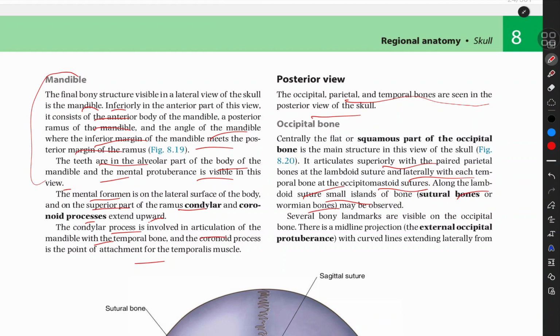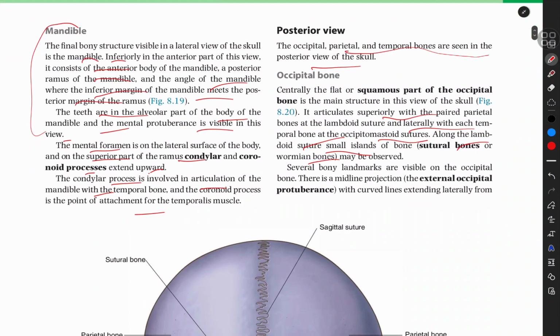Several bony landmarks are visible on the occipital bone. There is a midline projection, the external occipital protuberance, with curved lines.